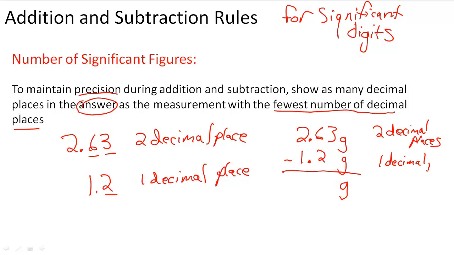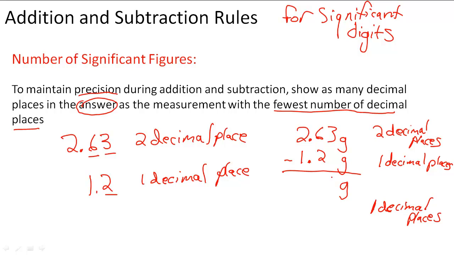And so we know that the final answer has to have how many decimal places? 1 decimal place. Why? Because we want the fewest number of decimal places to show that that's how precise our instruments were. That's the resolution that we could get off our instruments. So what we're going to do is do the subtraction.